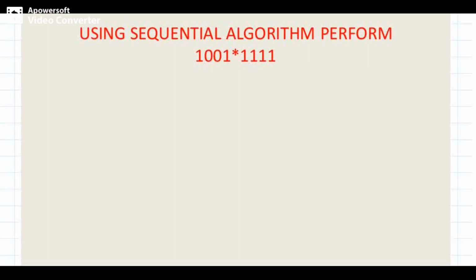Hello students, in the present video session, we'll consider some examples for sequential multiplication as well as Booth algorithm. So first we'll perform multiplication using the sequential algorithm by considering M equal to 1, 0, 0, 1 and Q equal to 1, 1, 1, 1. So we have to get the product as 9 into 15, that is equal to 135.